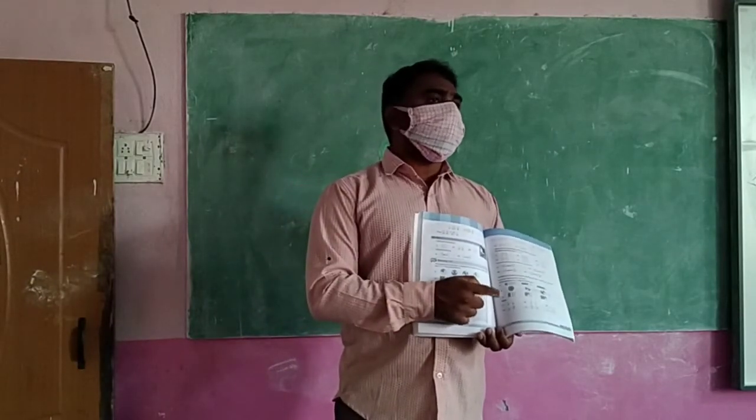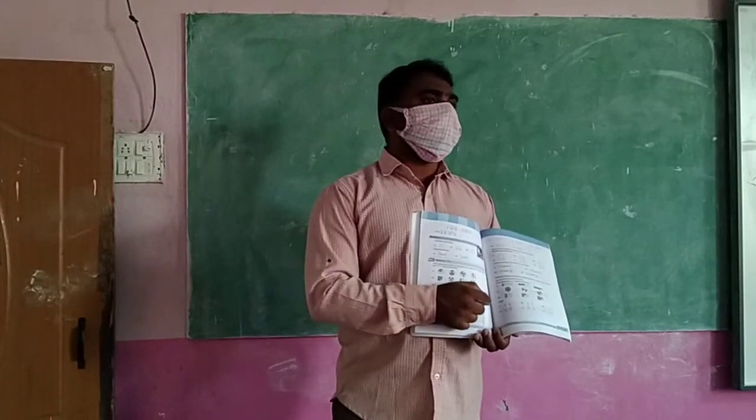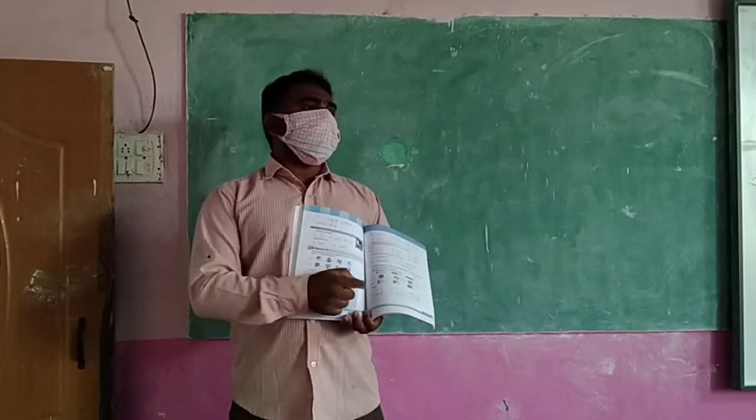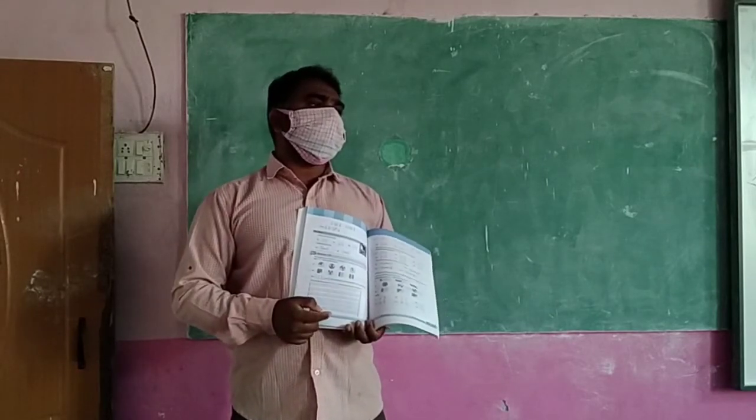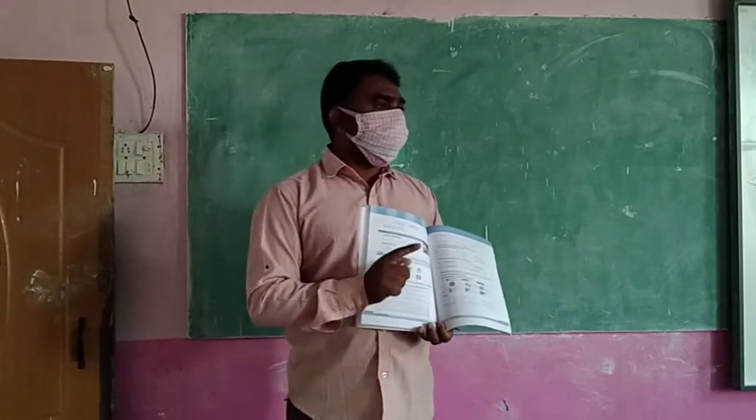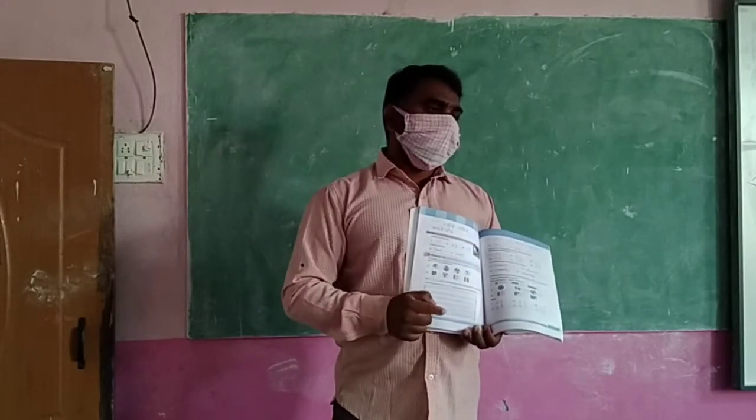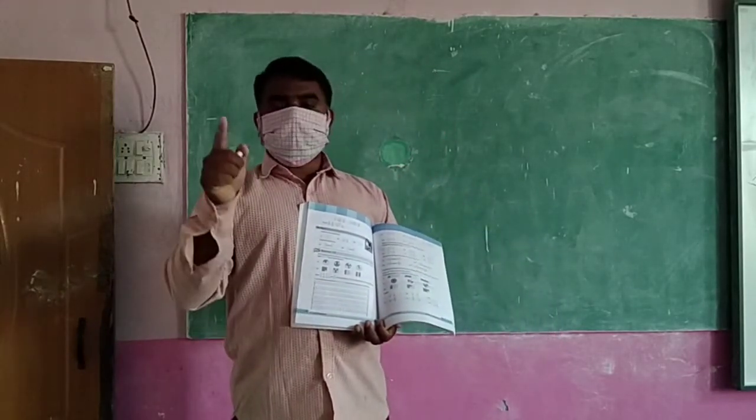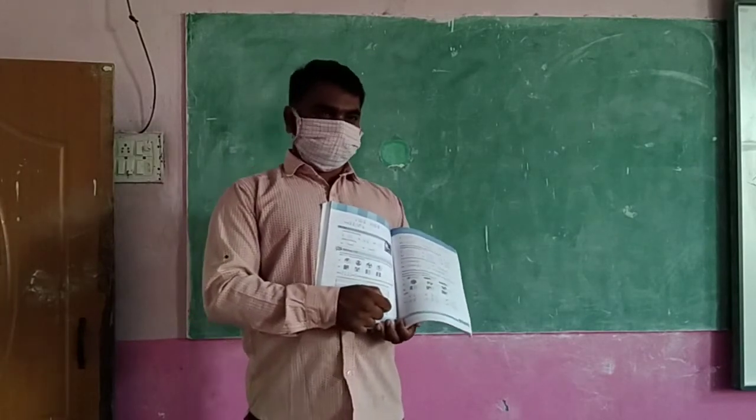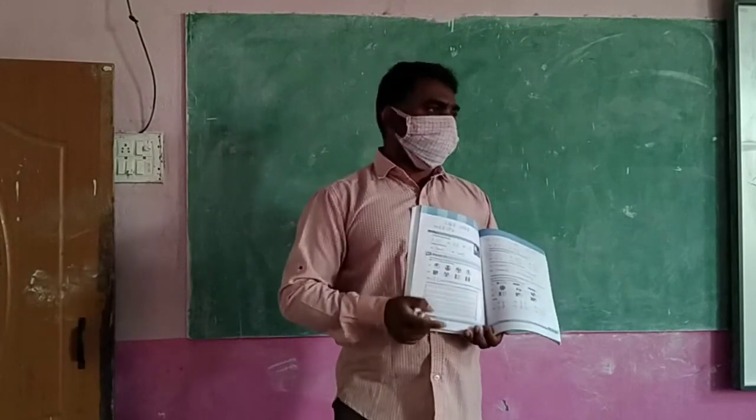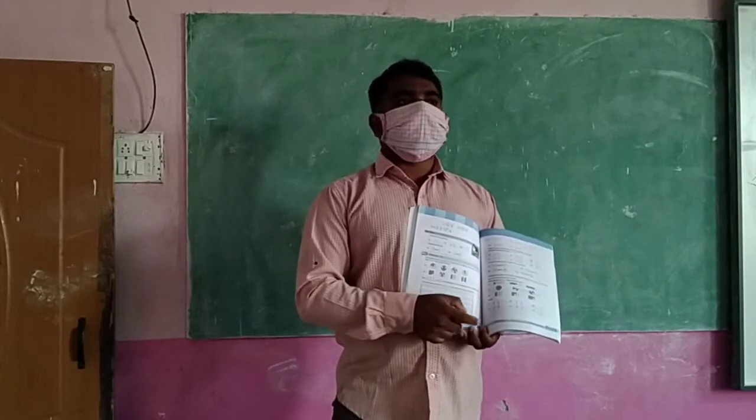The third one, 0 by 3, 3 by 3. 0 by 3 means 0 only. 3 by 3 means 1. 0 to 1. The next one, 0 by 4, 4 by 4. 0 to 1. 4 by 4 means 1. 0 by 4 means 0. The next one, 0 by 5, 5 by 5. 0 by 5 means 0. 5 by 5 is 1. That is also 0 to 1. The next one, 0 by 6, 6 by 6. That is also 0 to 1.